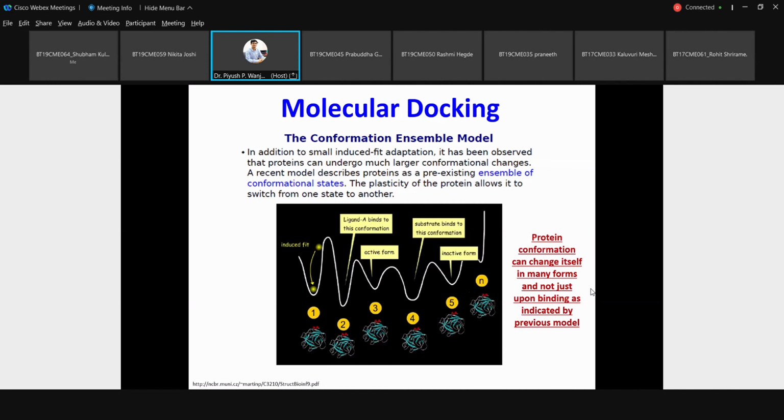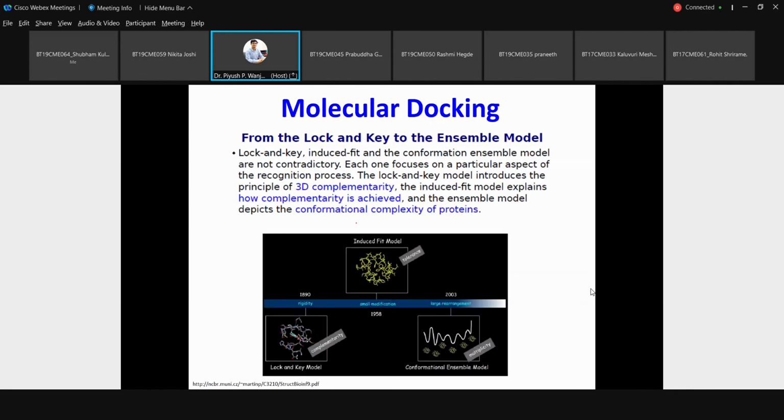Here I have written clearly: protein conformation can change itself in many forms, not just upon binding as indicated by your previous model of induced fit. If you now see all these three theories, the first theory, the lock and key model, talks about the shape coming into picture. Somewhere that rigidity was considered, but I said that along with the shape, you also have to consider the chemical complementarity. So the first model is talking about the three-dimensional complementarity, like the shape and chemical nature.